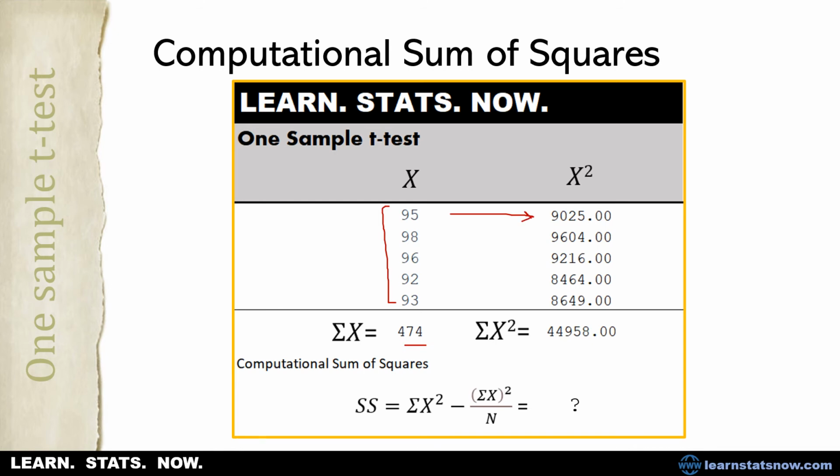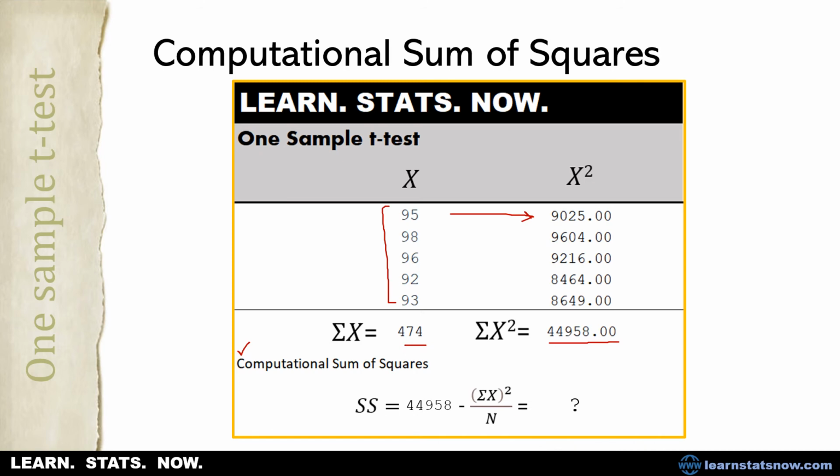Now what we're going to do is square each of those daily temps. So 95 times 95 is 9,025. We do that for every single x. And the sum of those squared x's is 44,958. Okay, so we need that to start. And next we're going to actually compute the sum of squares using the computational formula. So there's the computational formula, and all we're going to do now is plug in numbers.